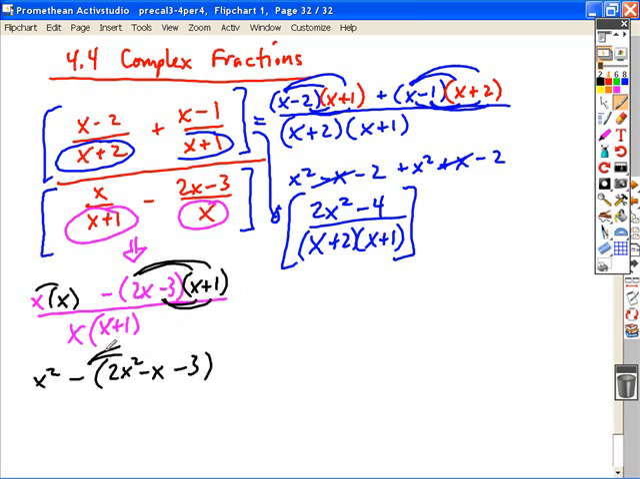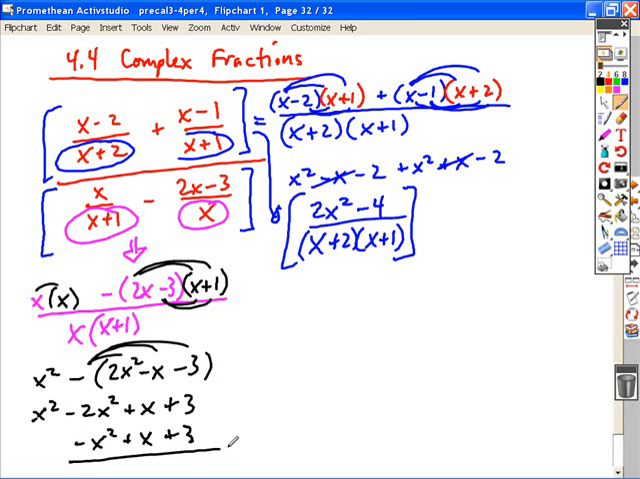And then my final step is to distribute this negative here. So I have an x squared minus 2x squared minus a negative, so plus x, minus a negative, plus 3. And then the final step is to combine my like terms right here. So I get a negative x squared plus x plus 3. So here is my numerator, simplified. And then my denominator, I have x times x plus 1.